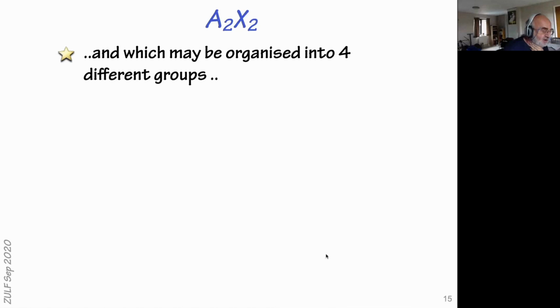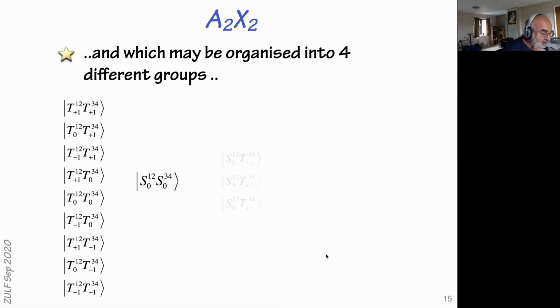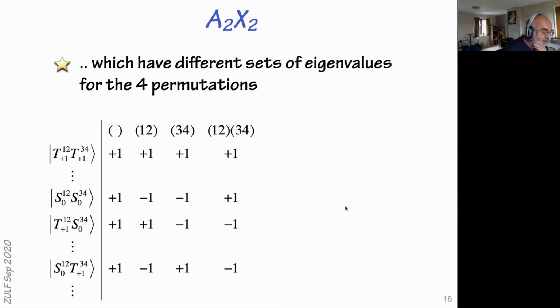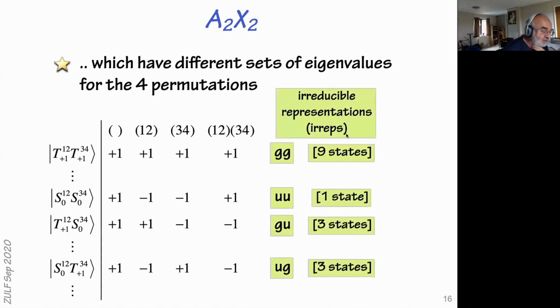In fact, you can now sort your 16 states into four different groups, which, a bit surprisingly, are not the same size. You have a group of 9 states, one isolated state, a group of 3 states and another group of 3 states. They add together to 16, and those groups are defined by their eigenvalues. For this particular group, the eigenvalues for all four permutation operators are +1. The singlet state has eigenvalues +1, -1, -1, +1. So these groups of states have different symmetry signatures, given by these eigenvalues. In the technical language of this field, we call these irreducible representations of the permutation group, or IREPs for short.